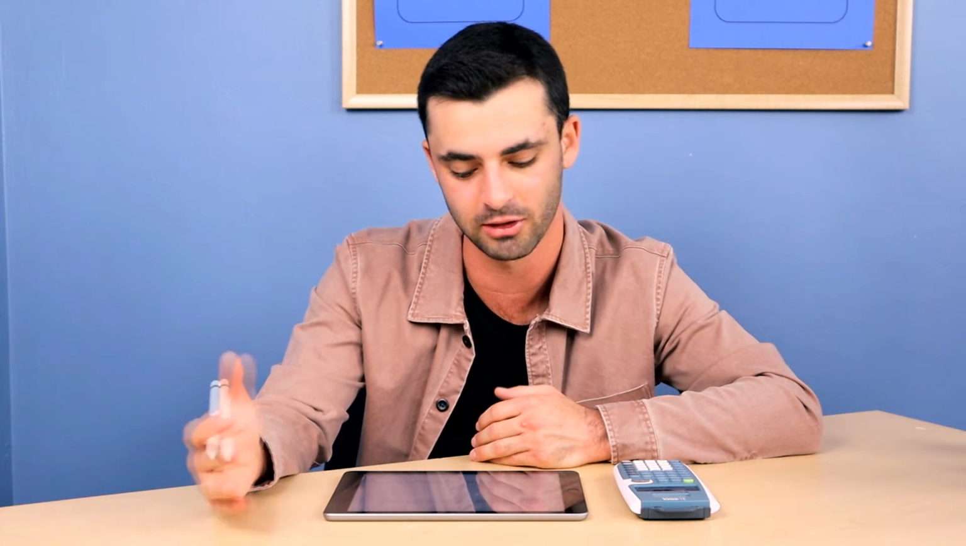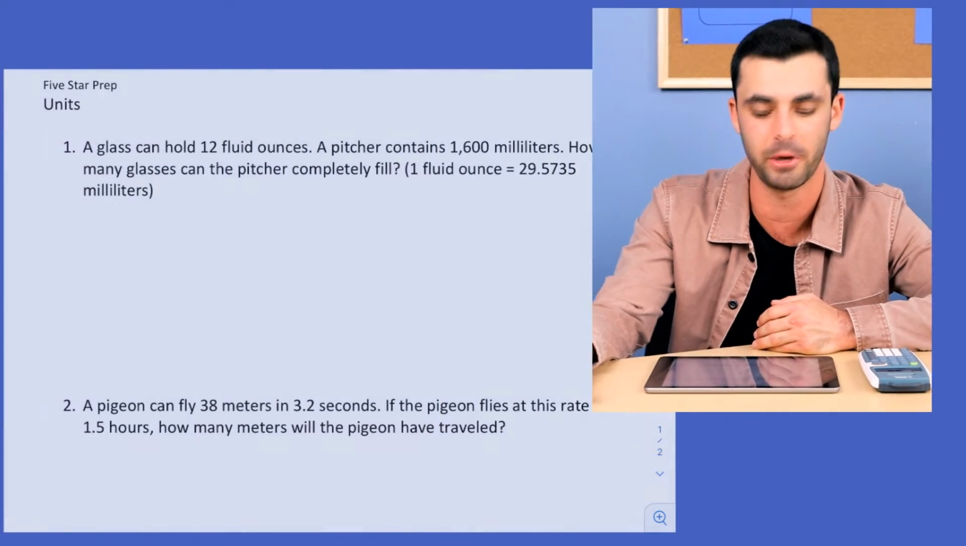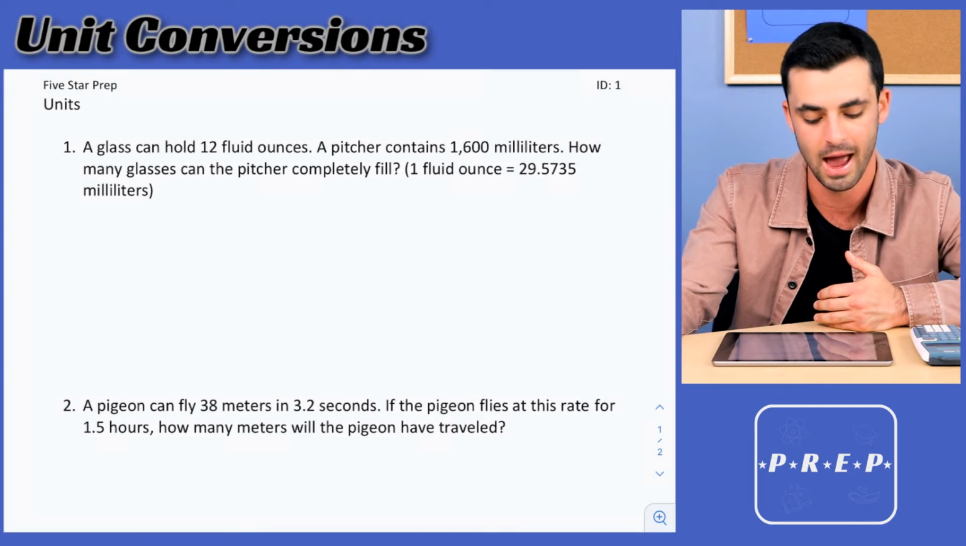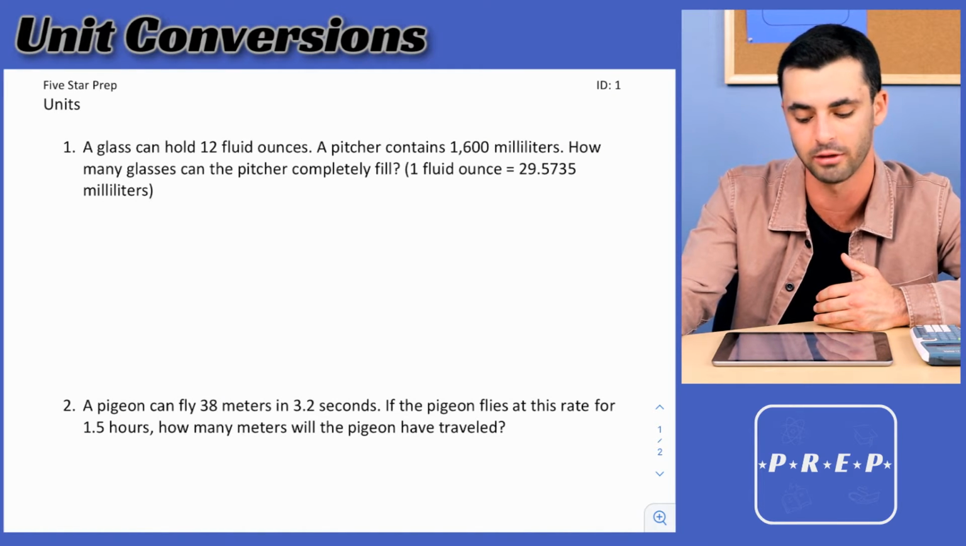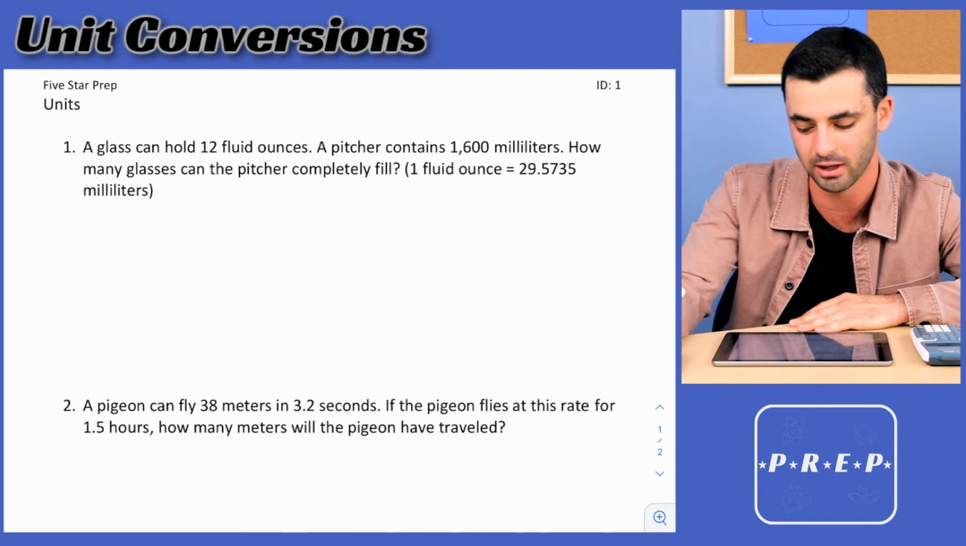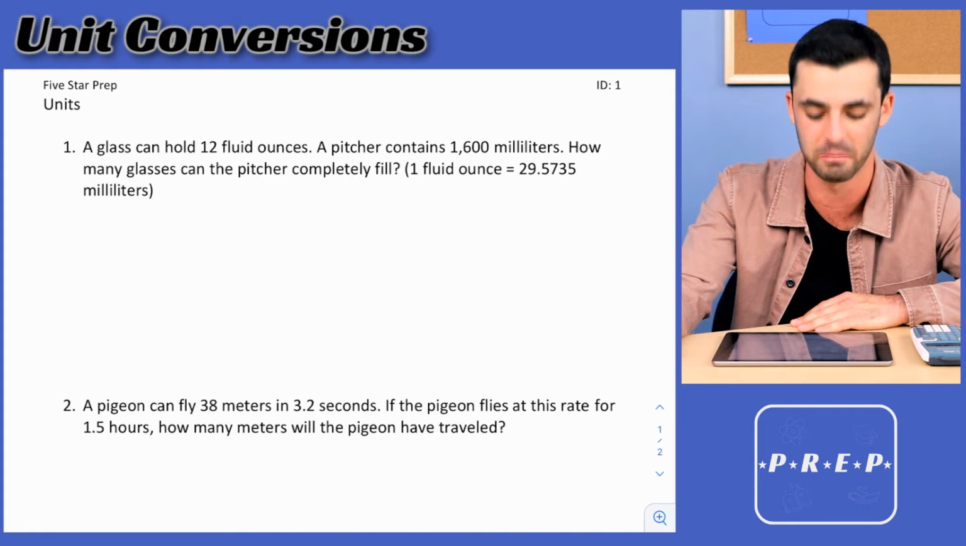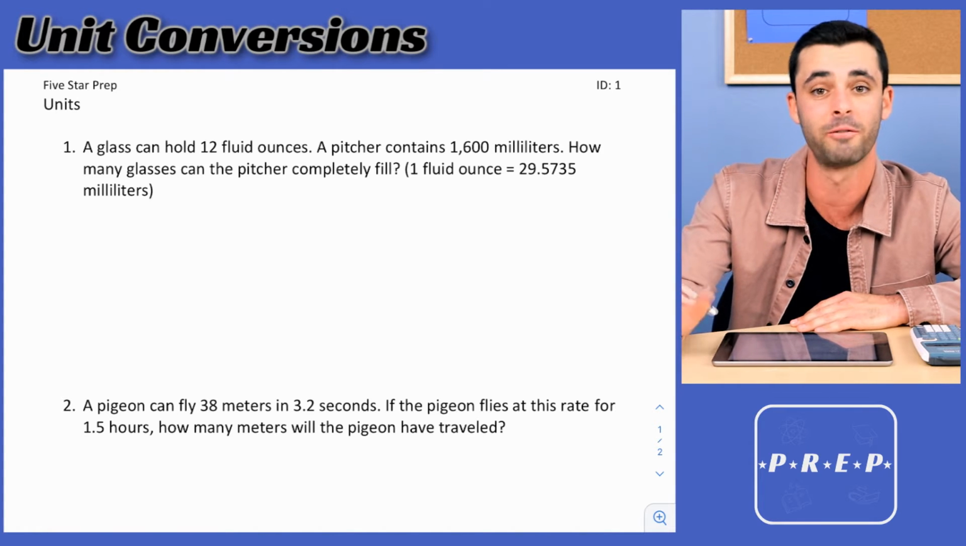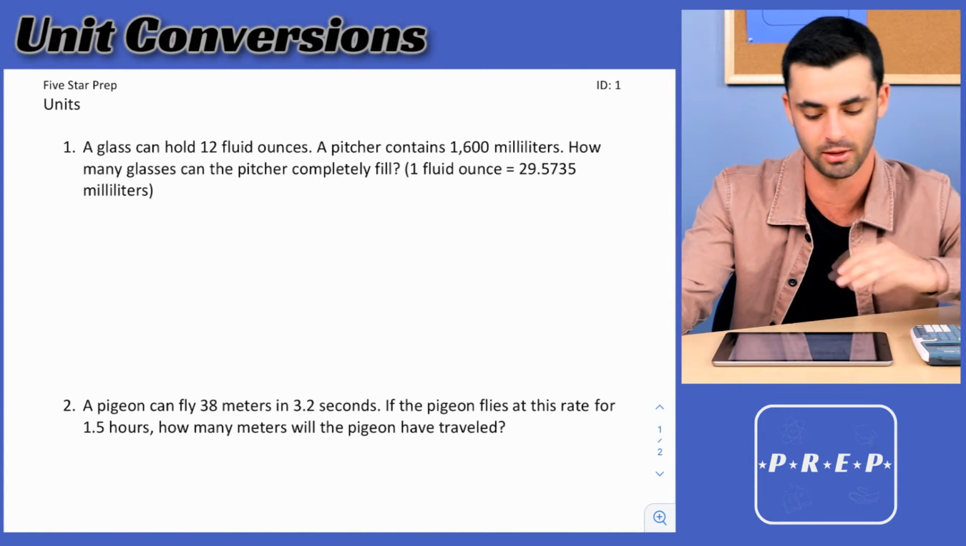The best way to understand unit conversion problems is hopping right on into them, so let's do just that. Starting off with number one, it says a glass can hold 12 fluid ounces. A pitcher contains 1,600 milliliters. How many glasses can the pitcher completely fill? And here they also tell us that one fluid ounce equals 29.5735 milliliters. Wonderful. The first thing that I want to do is write out everything that I know.